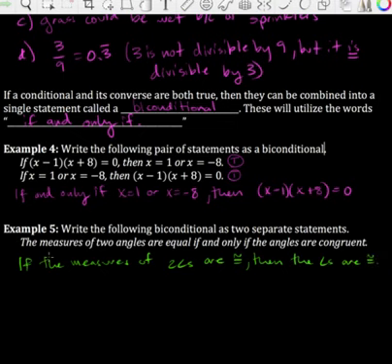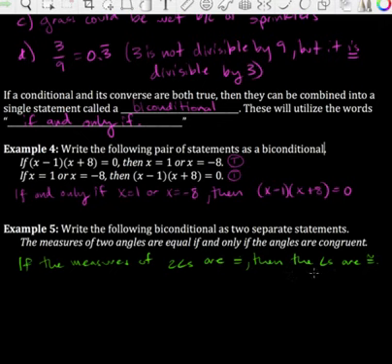That's one statement that's true. It's an if-then statement that's true. If the measures of two angles are equal, I should have said, let me go back, I needed to say equal there, not congruent. If the measures of two angles are equal, then the angles are congruent.